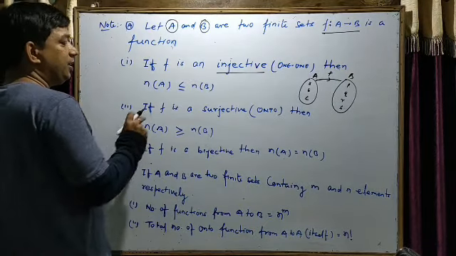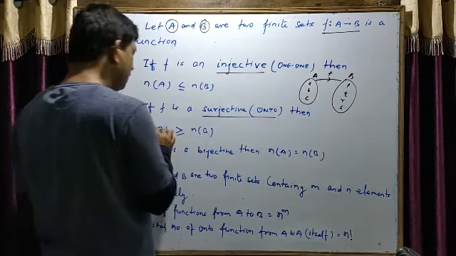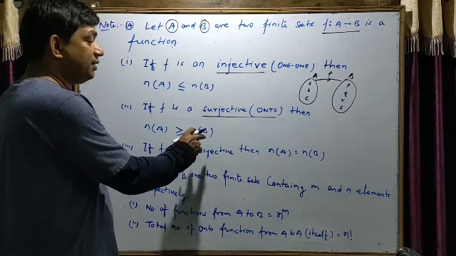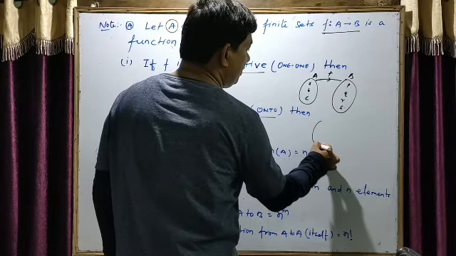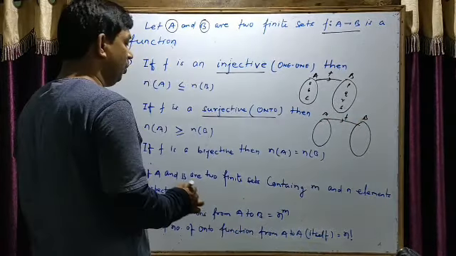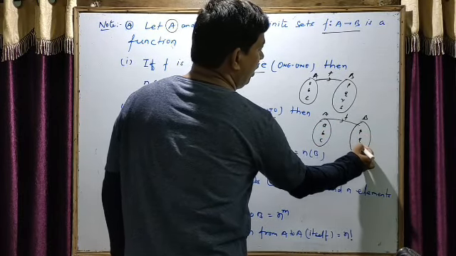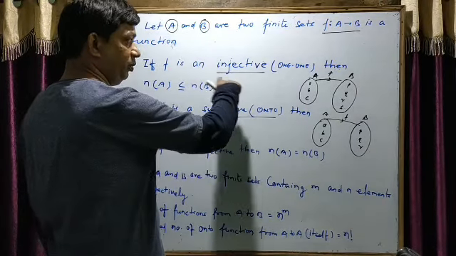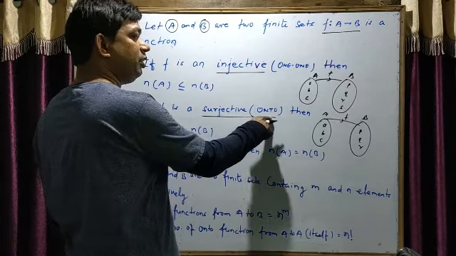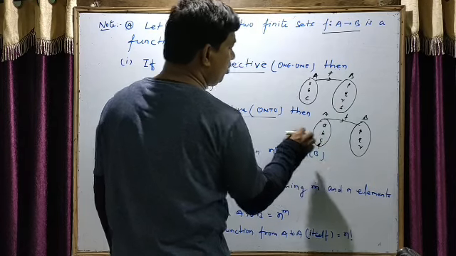Is it clear? Now the second point is, if f is surjective, that is an onto function, then the number of elements present in set A is greater than or equal to the number of elements present in set B. Means this is set A, this is set B, and f is a rule from A to B. Now suppose both are equal, A, B, C, and here P, Q, R, then from the above definition it is one-one, and if it is equal, then it is also onto.